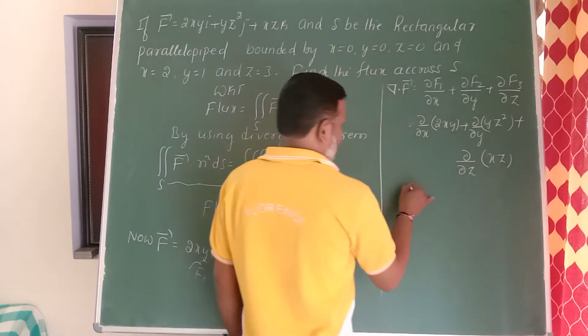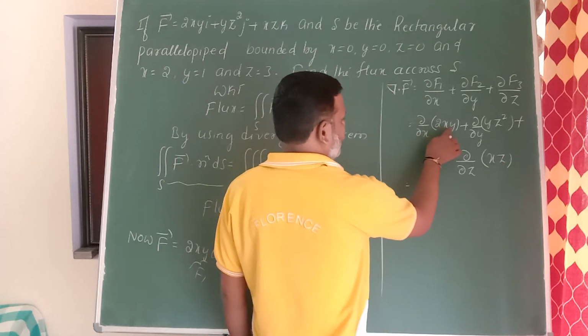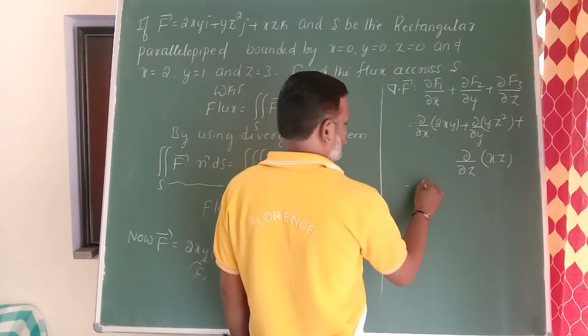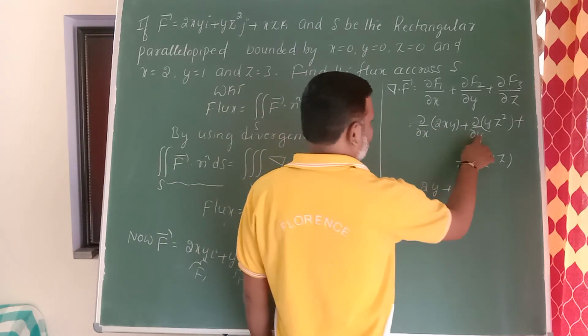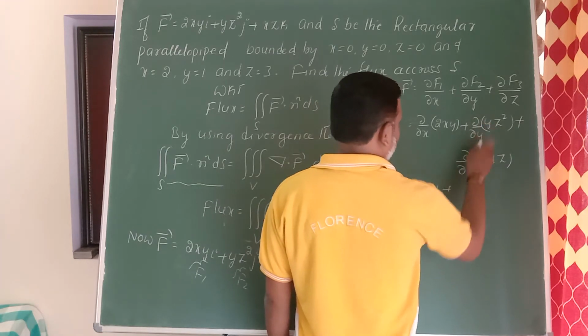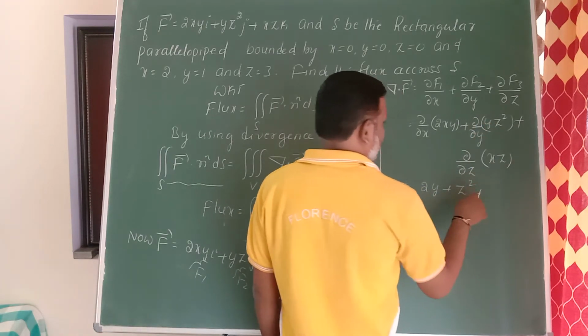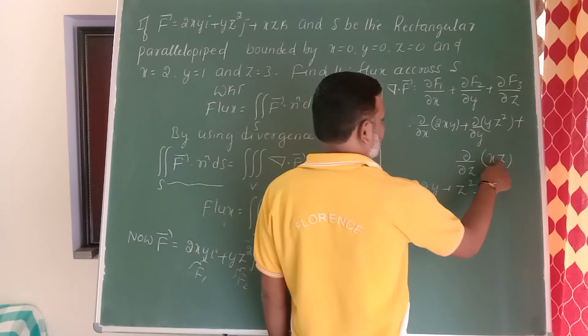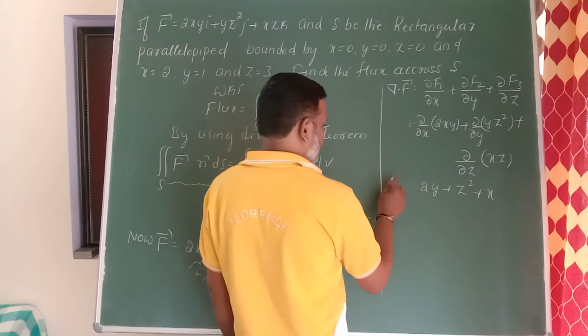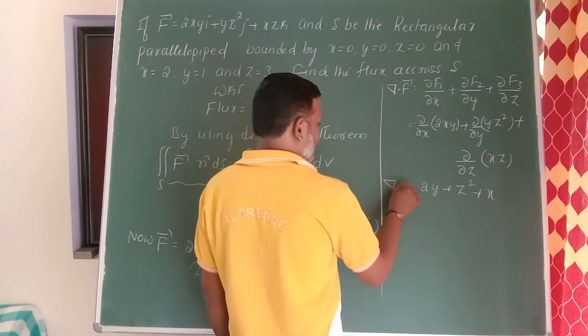Now differentiate with respect to x, y remains constant, derivative of x is 1, remaining is 2y. Plus with respect to y, derivative of y is 1, remaining is z square. Plus derivative of z is 1, remaining is x. This is the formula for del dot f.